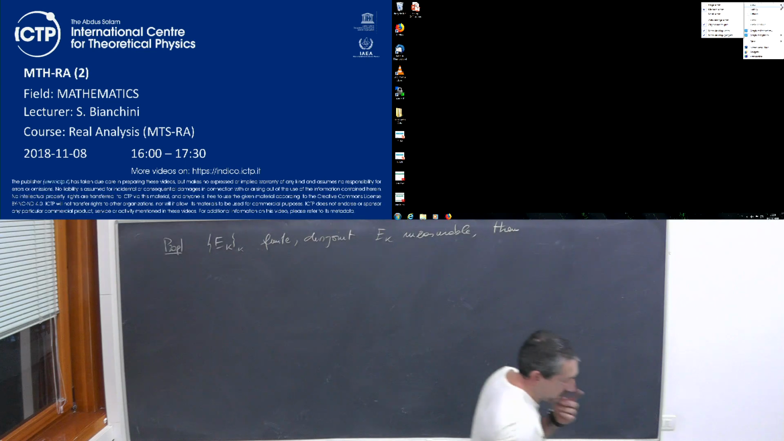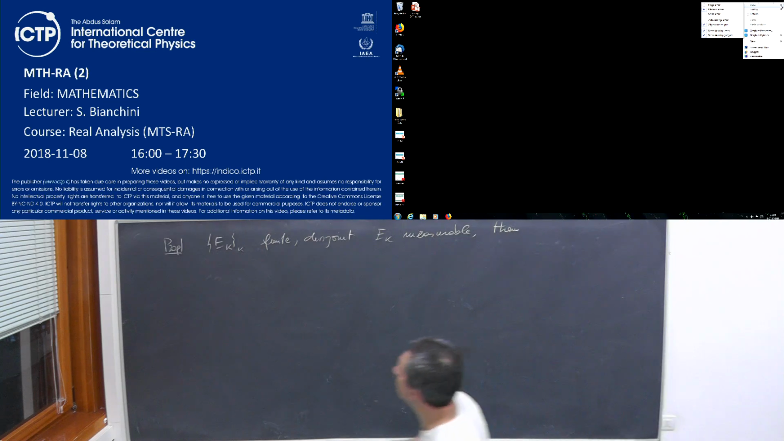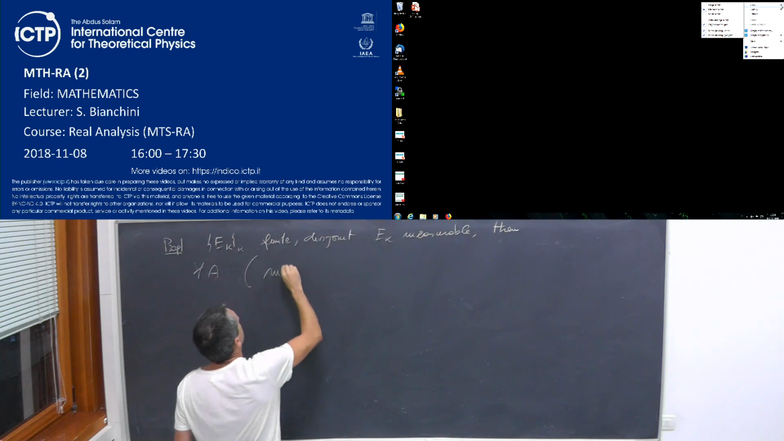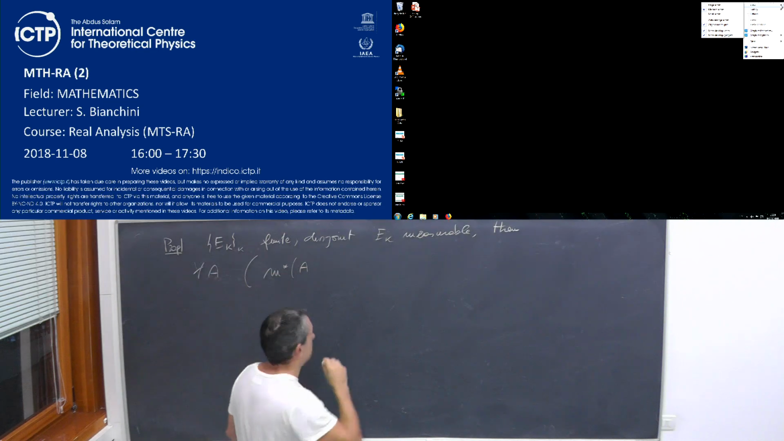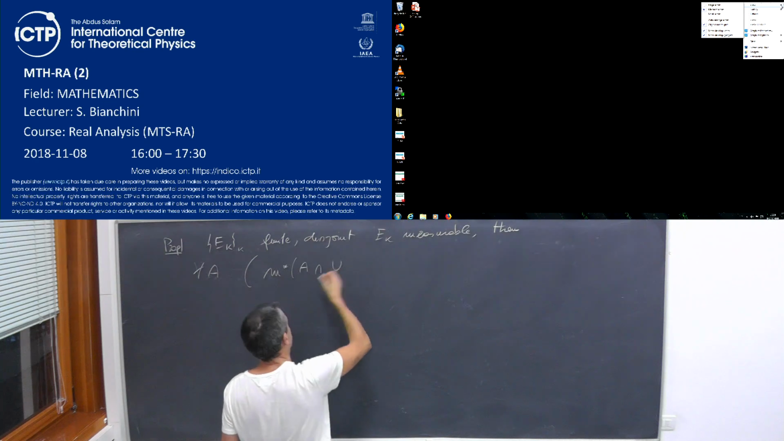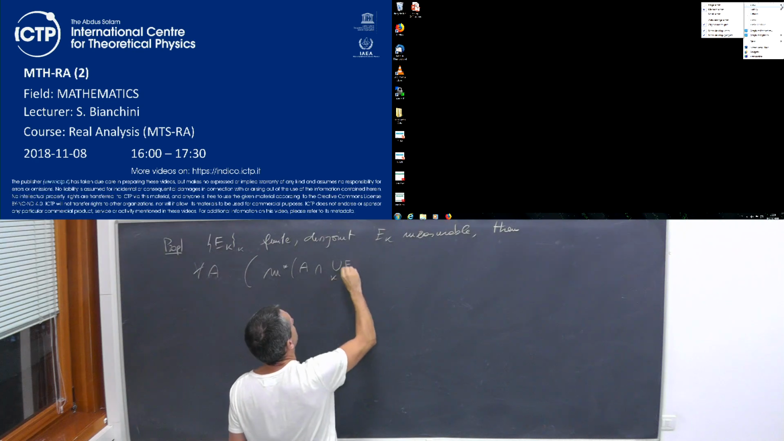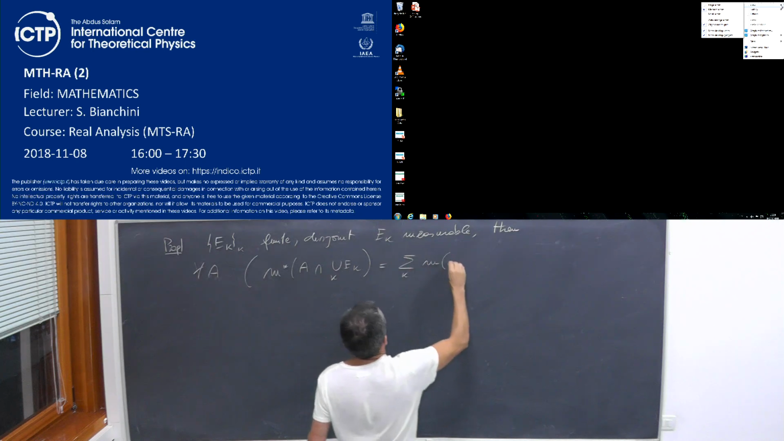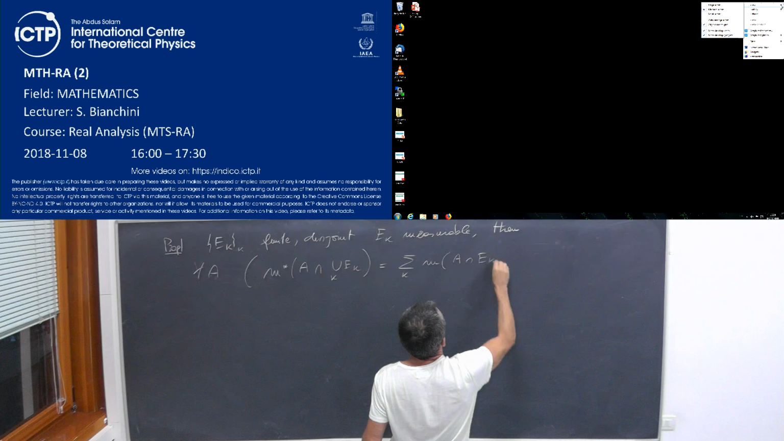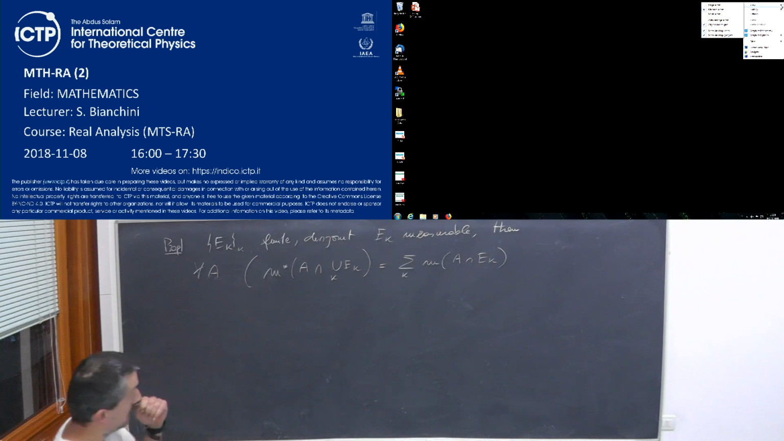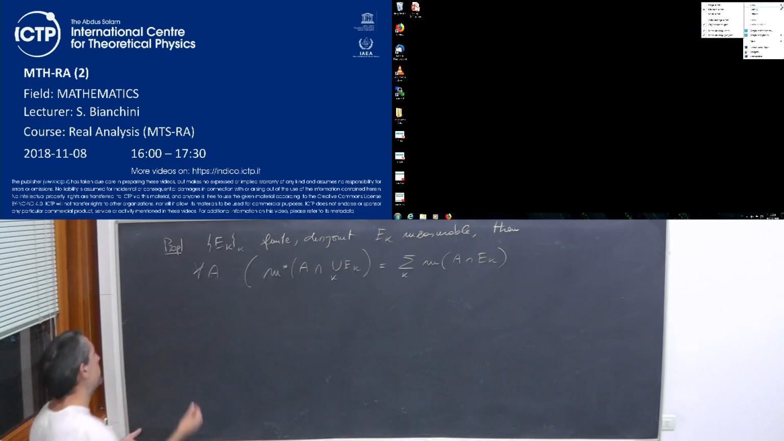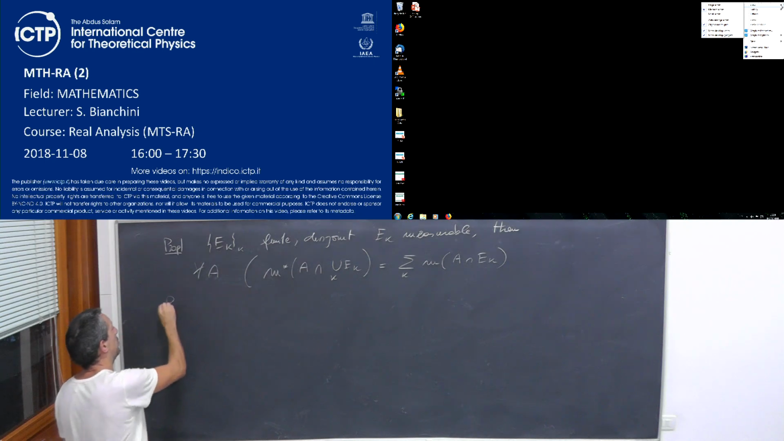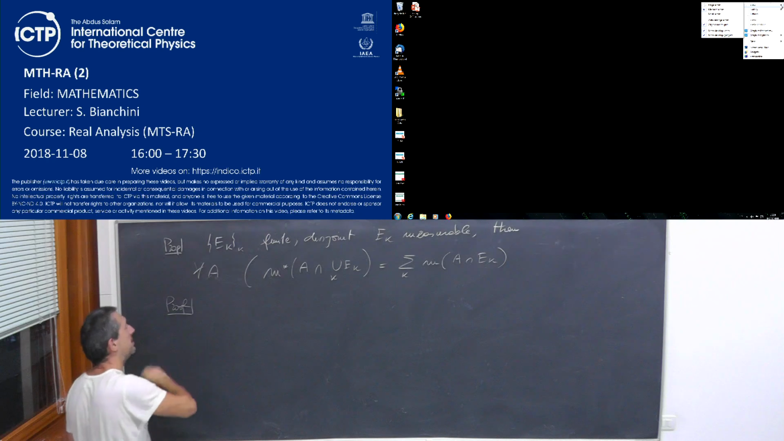then we have the separation: for all A, the outer measure of A intersected with the union, so the partition into these sets, is the sum of the measures of A intersection E_k. The proof was pretty much fine because you need just to do it by induction on 2, and then it's just the application of the measurability. So let's see, just to warm up.